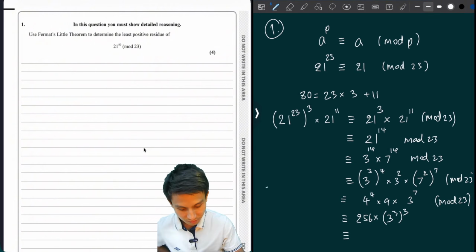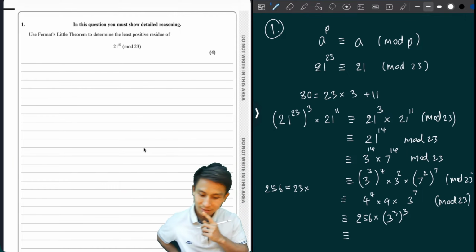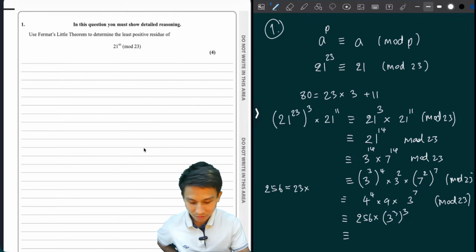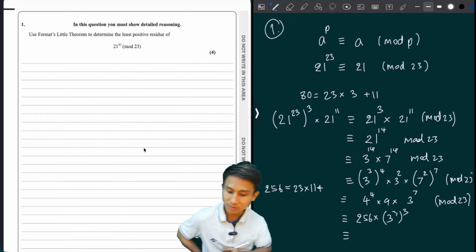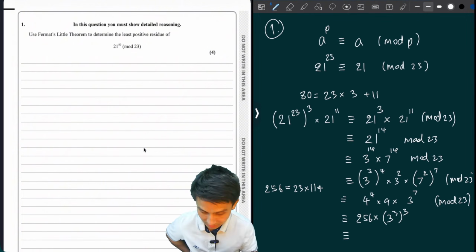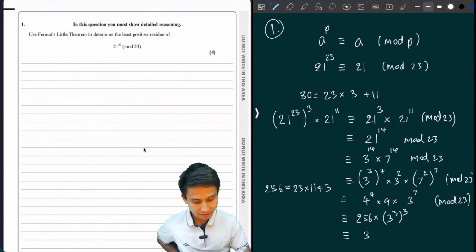So we have to do some working here. 256 is equal to 23 times what? 10, right? Can we do 11? Yeah, we can do 11, right? So if we do 23 times 11, it would be 253. So that's remainder 3 there. Yeah, so this is 3 then.